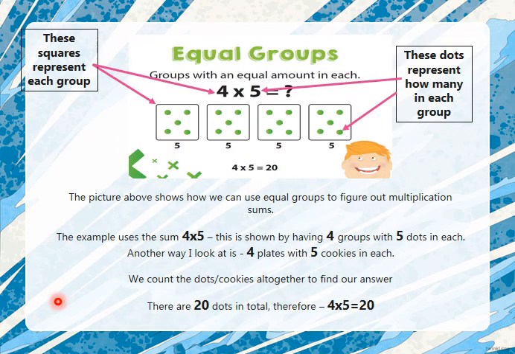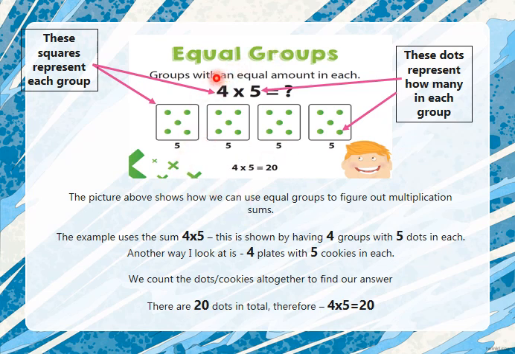In this example, you can see that we are using equal groups to figure out the sum 4 times 5. This is shown by having 4 groups with 5 dots in each. Another way I like to look at it is 4 plates with 5 cookies. My favourite snack is cookies, so I pretend that these are little plates with cookies in each. Now where do we get our numbers from? Let's have a look.